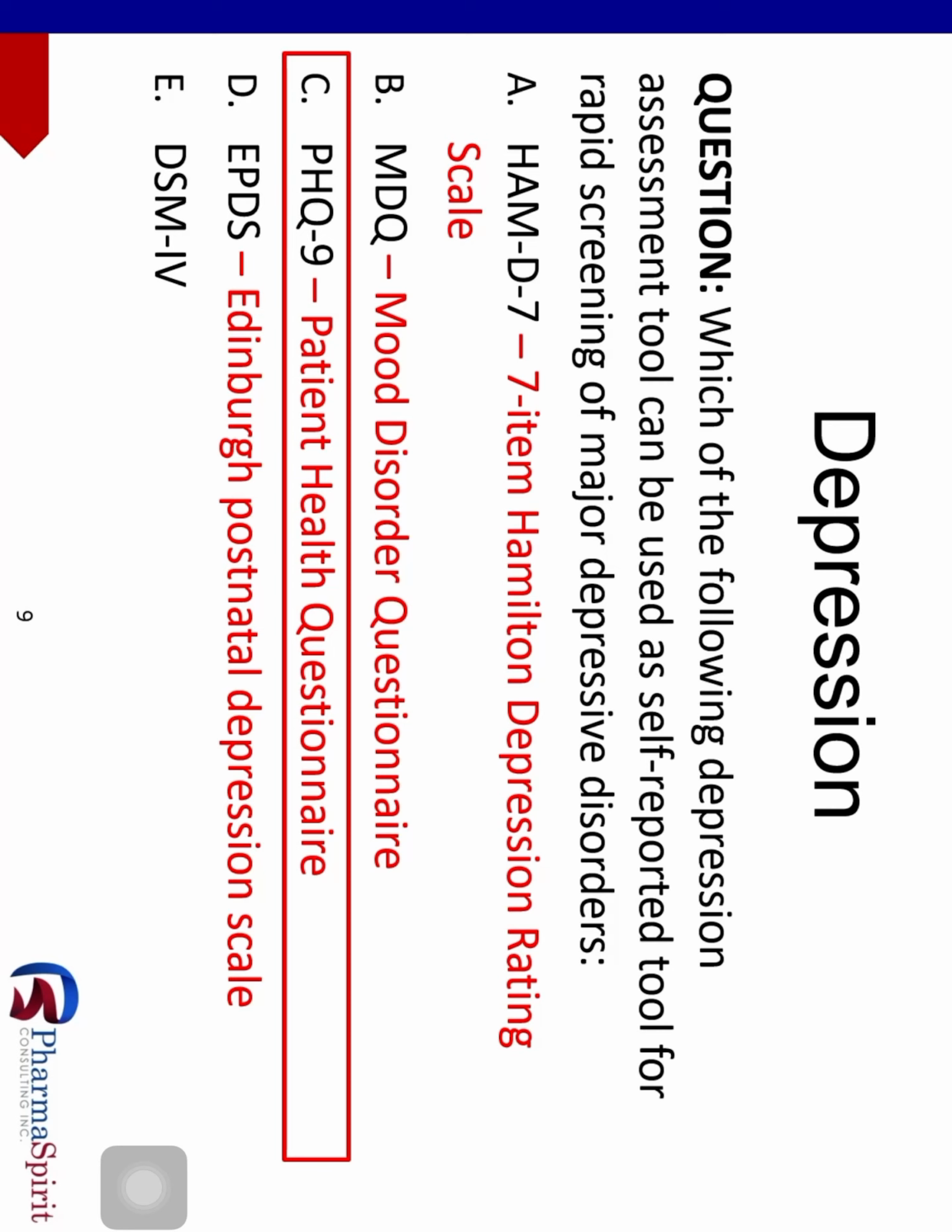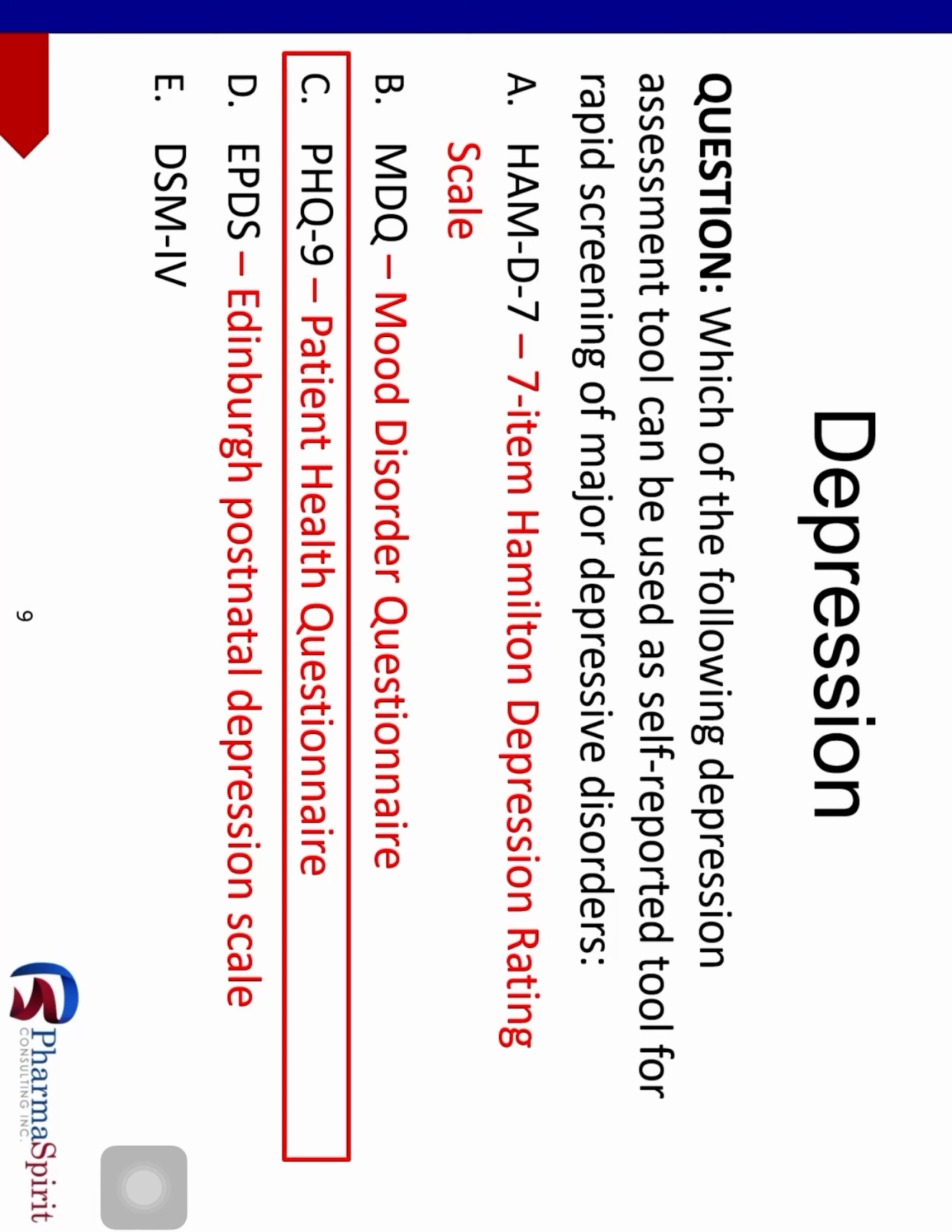PHQ-9 stands for Patient Health Questionnaire. The Patient Health Questionnaire is a self-reported version of the bigger assessment tool, the DSM-5. So it's a short version of the DSM-5. The first 2 questions of the PHQ ask about feeling down or losing interest in the last month in activities that the patient used to enjoy. And this actually can be used as a quick screen tool. So please keep this in mind.